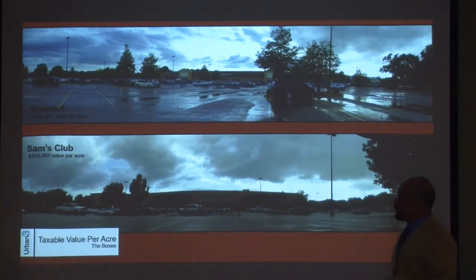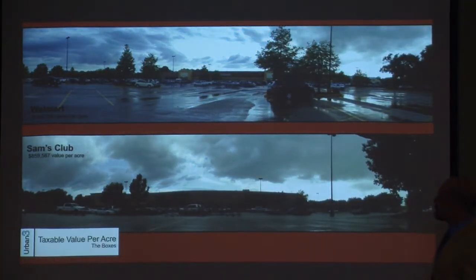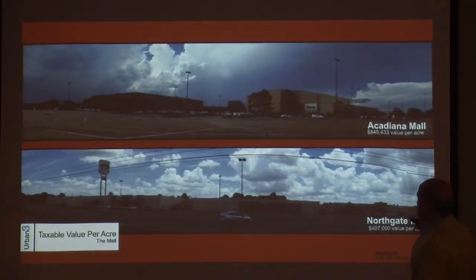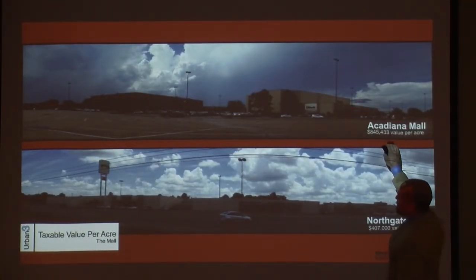So getting through some examples of this, this is your Walmart at about $800,000 of value per acre. This is the Sam's Club at about $860,000 an acre. You get into the Best Buys a little bit under that at $853,000. This is the Target at about $1.2 million of value per acre. And remember, the Walmart, we'll keep that as a benchmark, it's about $800,000. You get into the mall. The mall's just above the Walmart at $800,000.